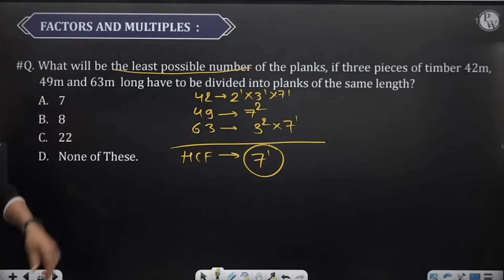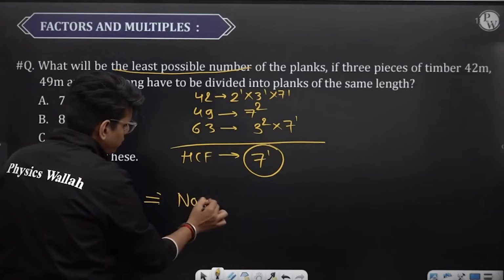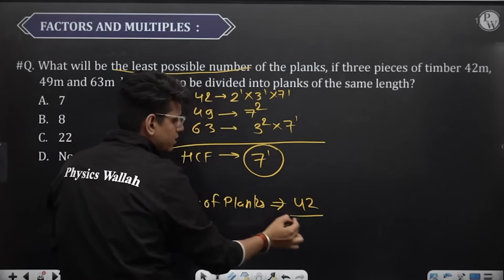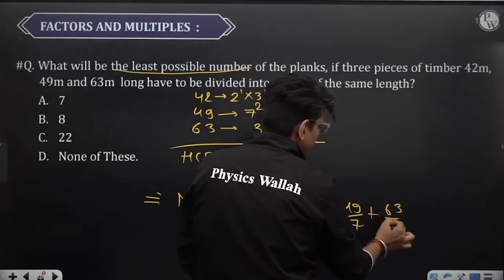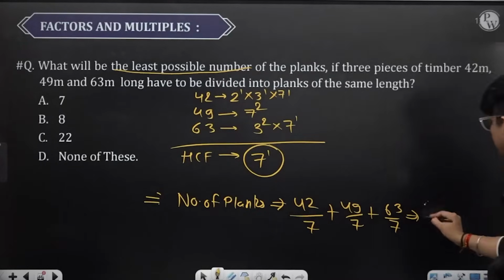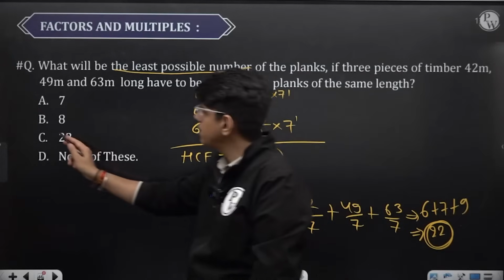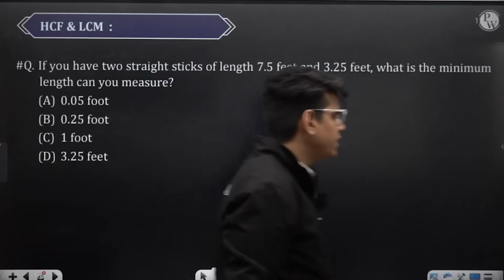What is the least number of planks? So least number of planks. Now you will divide the long plank of 42 meters by 7, then 49 by 7, then 63 by 7. From the first you will get 6 planks, from the second 7 and from the third 9. So there will be 22. So C is the answer for this question. Got it? Okay.